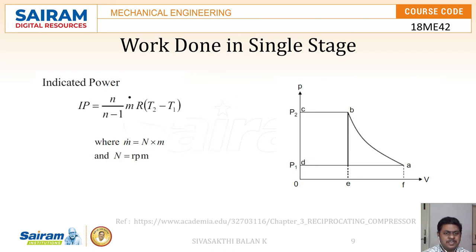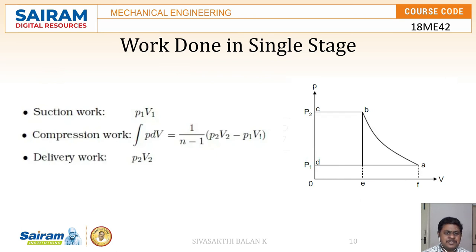And to calculate the indicated power, the mass induced inside the cylinder needs to be taken as the mass flow rate. To calculate the mass flow rate, we need to multiply by the number of revolutions of the crank, n. If we replace the mass with this mass flow rate, we get the work done per unit time, which we call the indicated power. In general, indicated power is equal to n divided by (n minus 1) multiplied by mass flow rate m dot into R into (T2 minus T1).